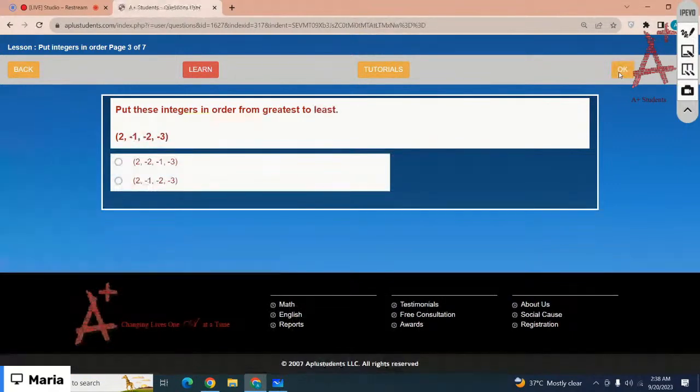Put these integers in order from greatest to least. So which is the correct option? You have to arrange them from greatest to least. Which option is the correct one, 1 or 2?